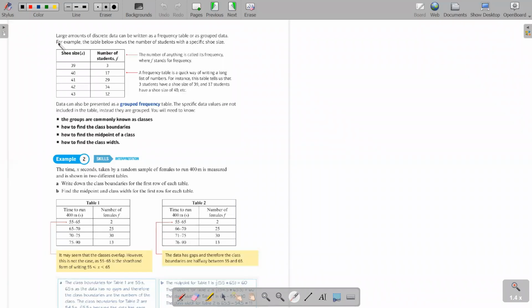Okay, so in the next part, they say large amounts of discrete data can be written as a frequency table. Okay, so frequency tables, I think you might have seen these kinds of frequency tables in your O-level exam as well, right? So as a frequency table or as grouped data.